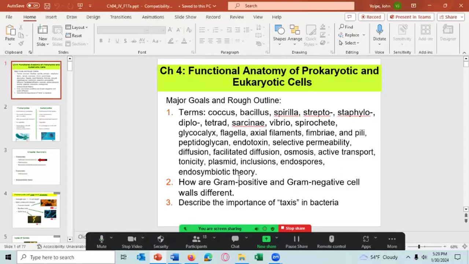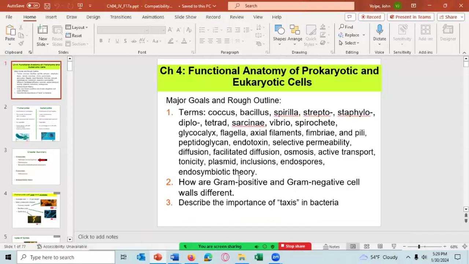Chapter 4 is the functional anatomy of prokaryotic and eukaryotic cells. Know the terms of this chapter. You should also know how gram-positive and gram-negative cell walls differ. We're going to look at them and talk about the different molecules in the cells. And then lastly, describe the importance of taxis in bacteria.